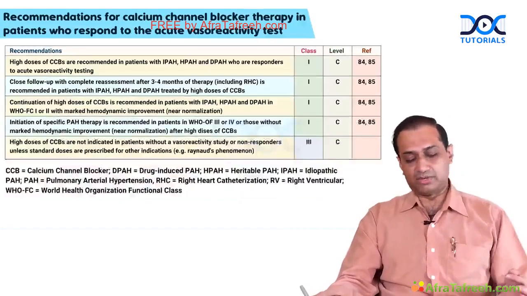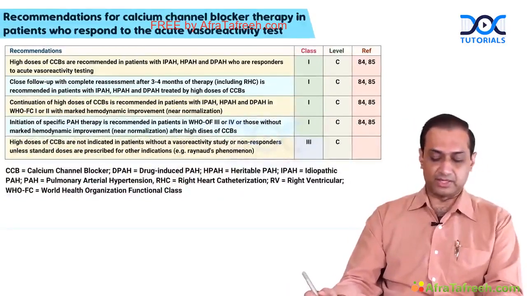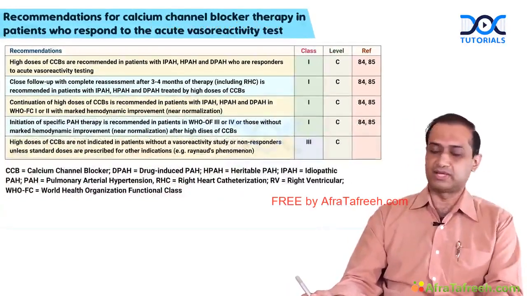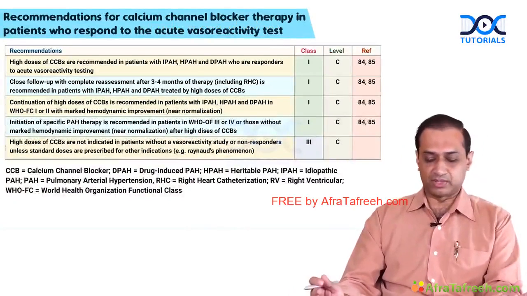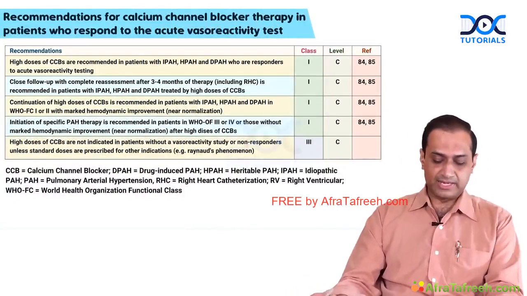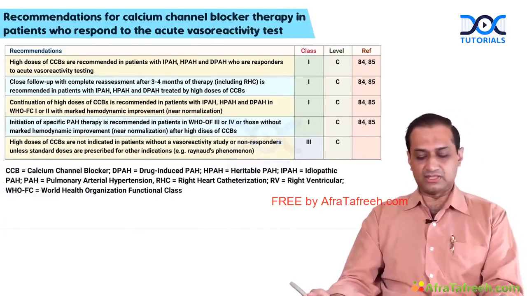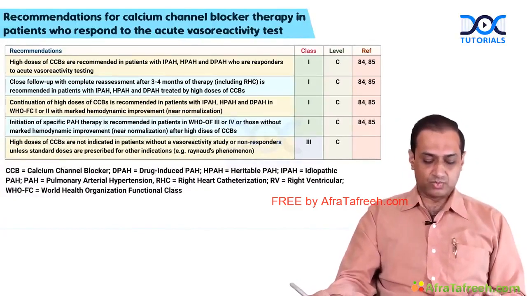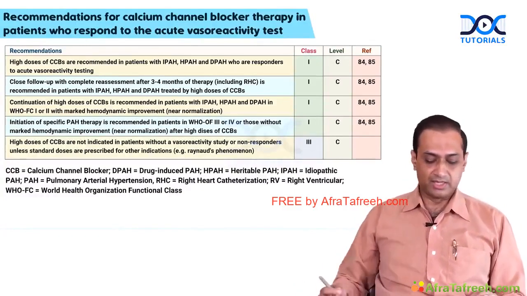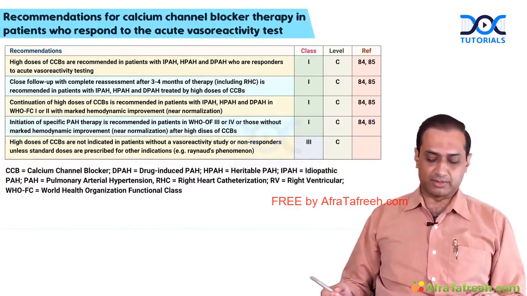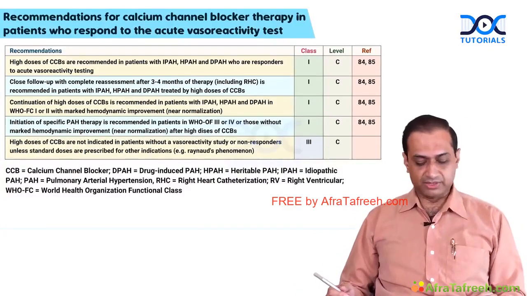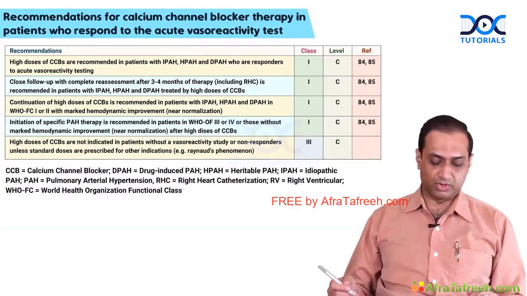unless you have comorbidities like heart failure or left heart disease. Calcium channel blocker on high doses is recommended only in responders on vasoreactive testing. Close follow-up every 3 to 4 months, with right heart cath also maybe done, when they are being treated with CCB. Continuing the CCB is recommended in class 1, 2 with marked hemodynamic improvement, and specific PH therapy should be recommended for class 3, 4 patients even without hemodynamic response on CCBs.